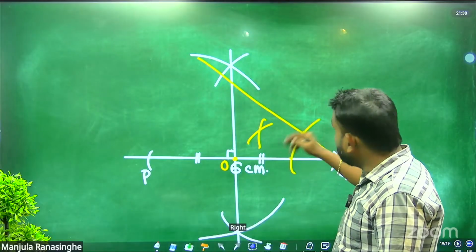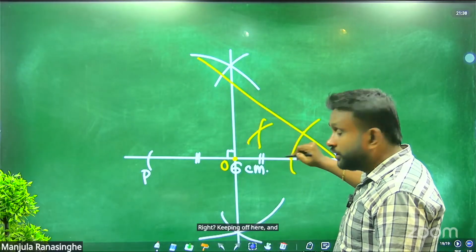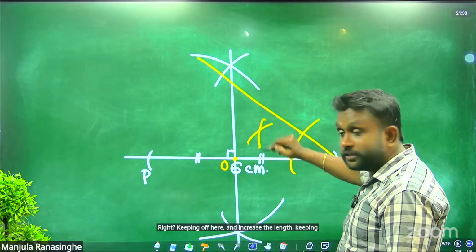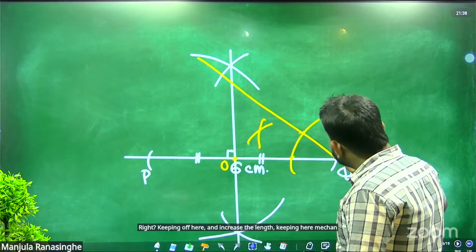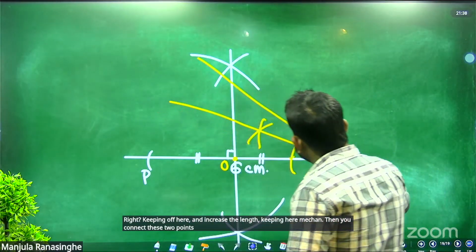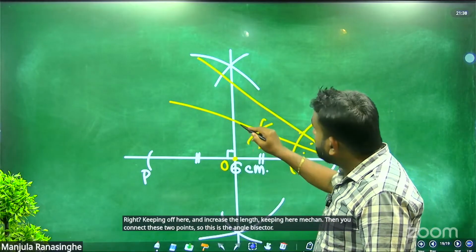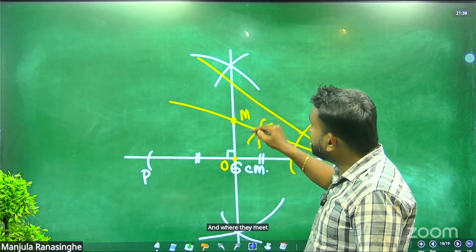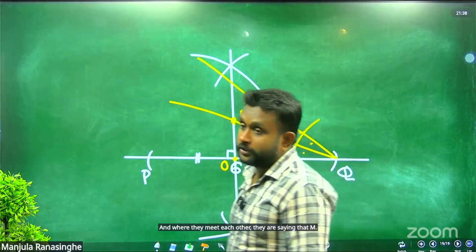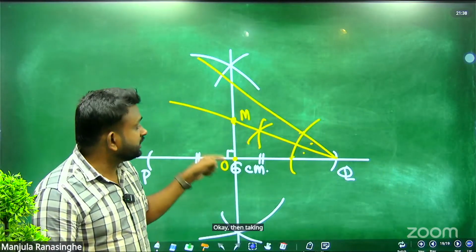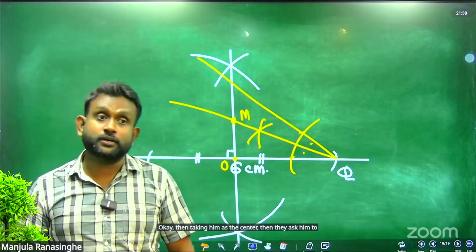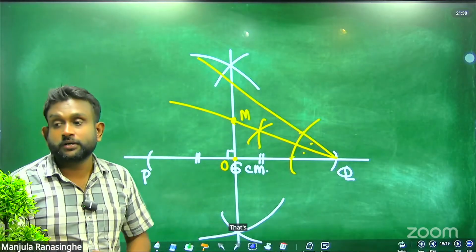Right, then you have to make an angle and take the angle bisector. Keeping the compass here, increase the length. Keeping here make an arc, keeping there make an arc. Then you connect these 2 points. So this is the angle bisector, and where they meet each other, they are saying that is M. Then taking M as the center, they are asking to draw a circle. That's the part, but here it is not given.